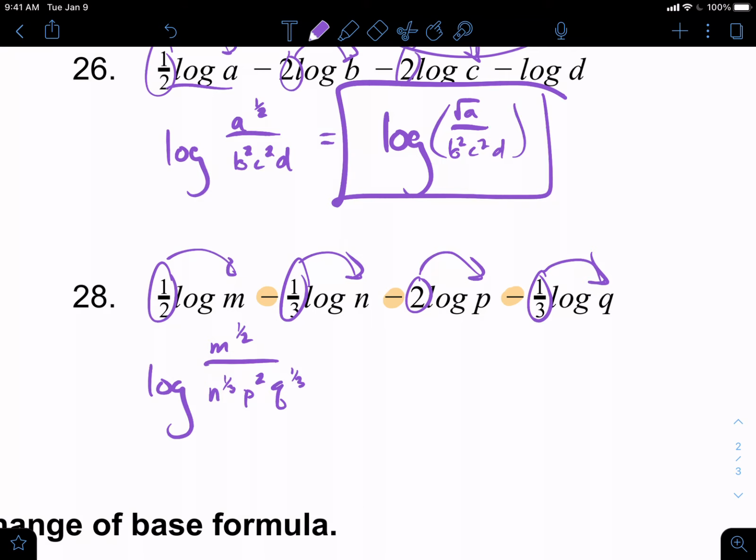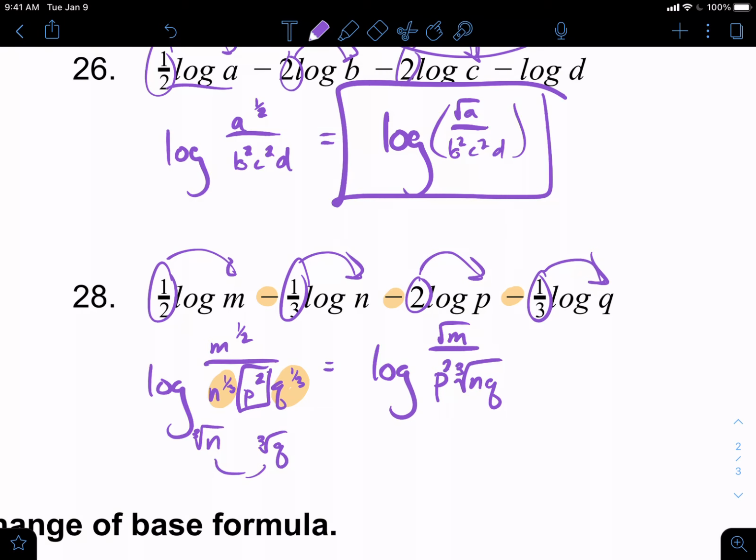Now, we should rewrite anything with a rational exponent in radical form, so we'll rewrite it as log of the square root of m over, now let's look at this for a second, n to the 1/3 and q to the 1/3. When I rewrite those, that's going to be the cube root of n and the cube root of q. And since we have two cube roots, we can actually put these two things together. So this will be the cube root of n q. And then p to the second is still going to be sitting on the outside, making this my final answer.